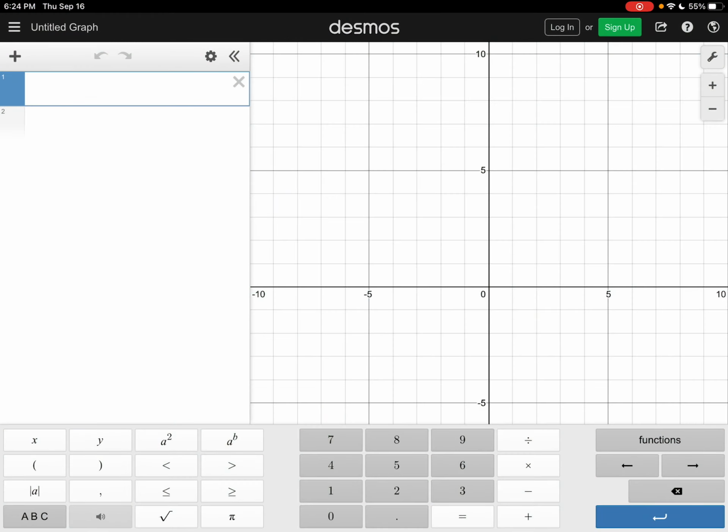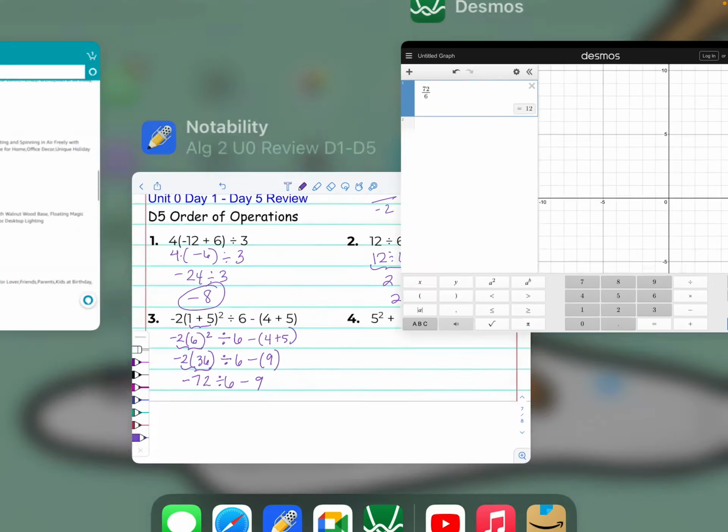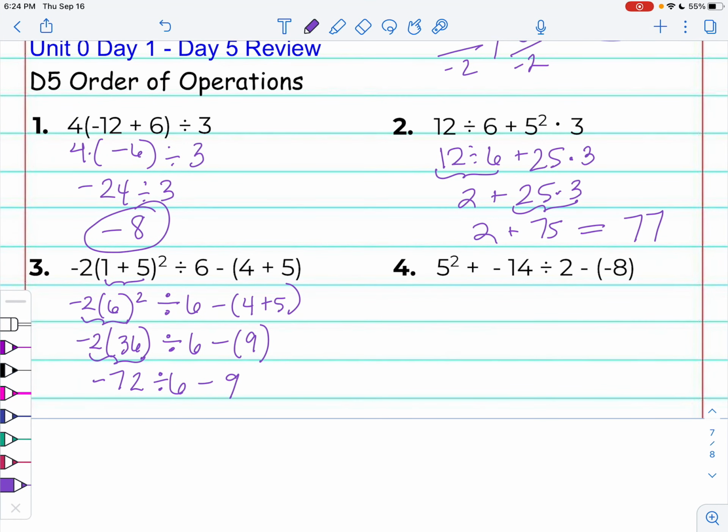Oops, I didn't need the whole screen for that. I just can't do my multiplication right now. 12. Let's get back to this. So 72 divided by 6 is 12, and 12 subtract 9 is 3. Okay, that one was super tough because of the exponents with the parentheses, with the multiplication.